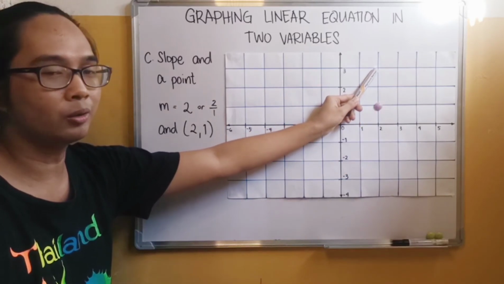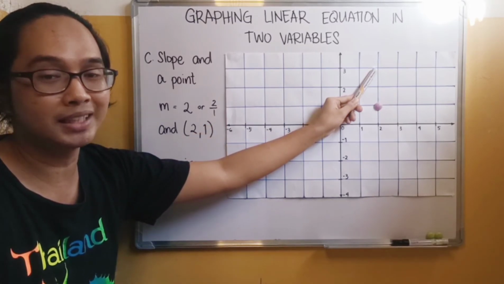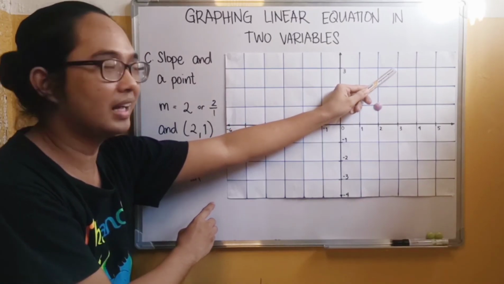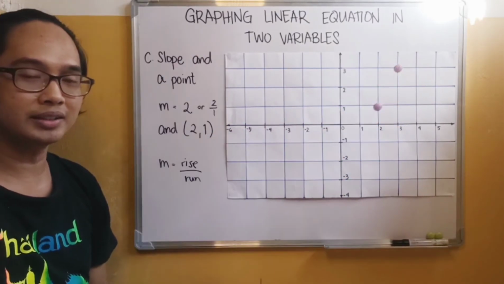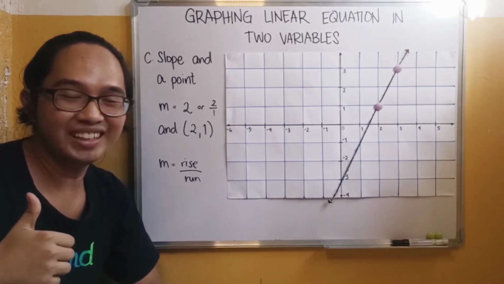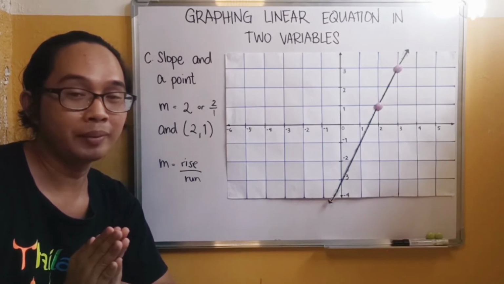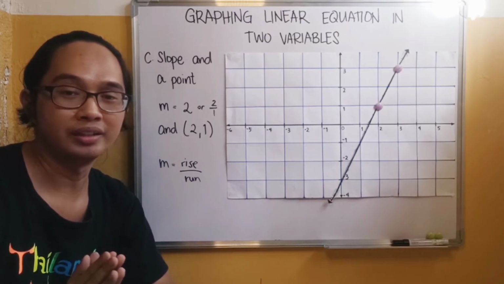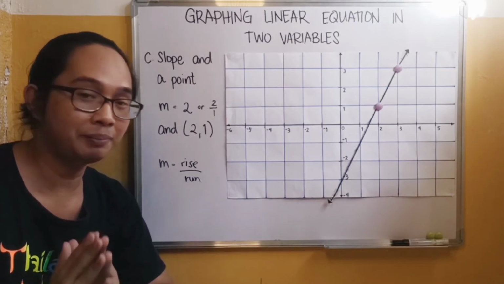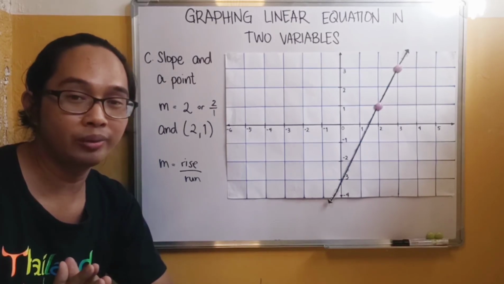So after natin makuha ang rise, we are going to have our run which is positive 1. So 1 unit to the right. So narito na ang ating next point. Afterwards, connect the 2 points using a straight line. Okay, di ba? Madali lang. So ganito lang tatandaan natin. Ang rise, kapag siya ay positive, upward. Kapag negative, downward. At ang run naman natin, kung siya ay positive, going right. At kapag negative naman, ay going left.